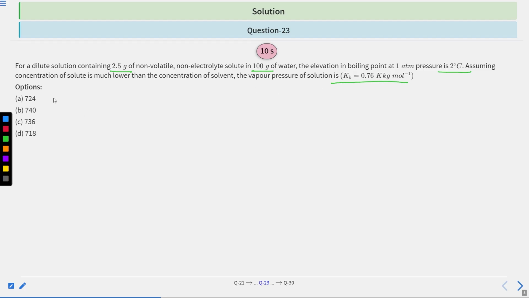So options are 724, 740, 736, or 718. So you have 10 seconds to solve this question. After that, we will see the answer.